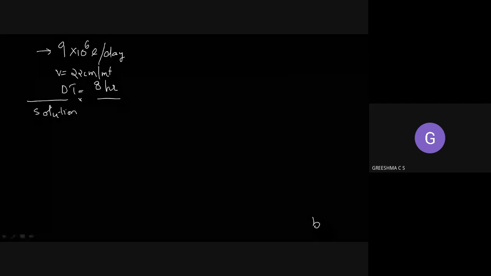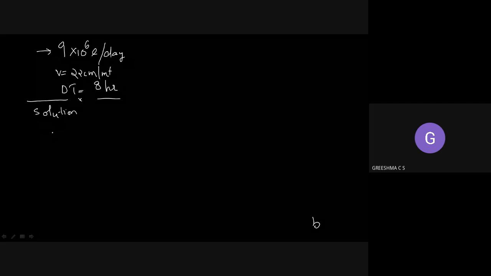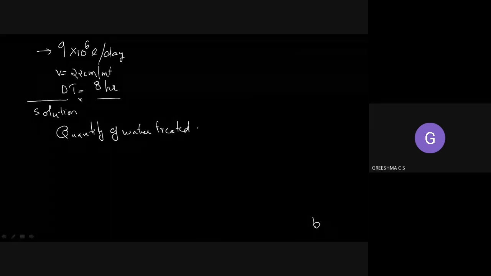First of all, you have to write down all the given data. The second step is to find out the quantity of water that is to be treated in 24 hours. So here we are designing a sedimentation tank. Quantity of water that should be treated in 24 hours. So how much water is there?